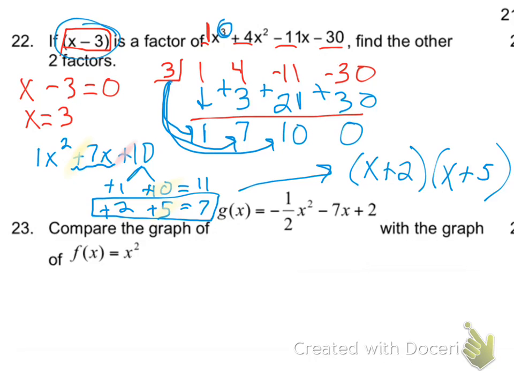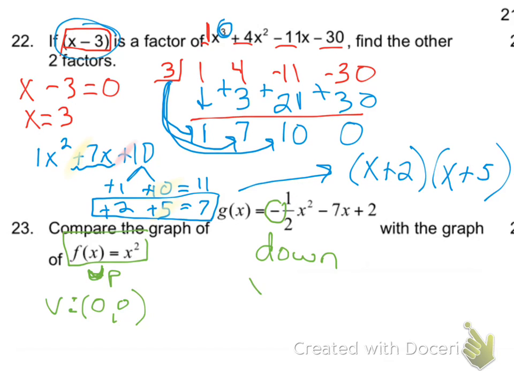Okay, on to number 23. Compare the graph of g of x equals negative 1/2 x squared minus 7x plus 2 with the graph of f of x equals x squared. This is the parent function, so I know that it opens up and that the vertex is at 0, 0. That's really what they want to know here. Does this one open up or down? My leading coefficient is negative, so this one opens down.